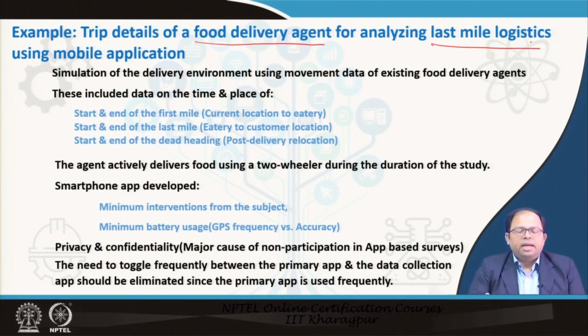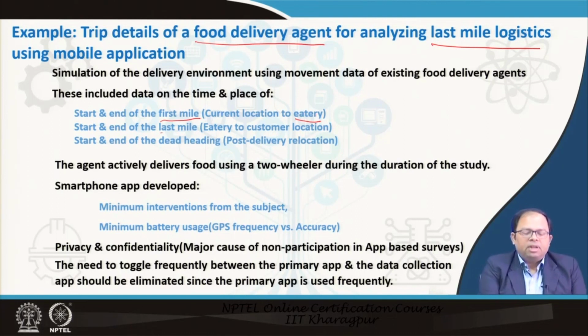That means the entire delivery environment for these agents, that means a particular neighborhood or a particular zone, their movement of all the different food delivery agents was simulated. And this included data on the time and place of the start and end of the first mile. First mile means current location to eatery. That means wherever the person is standing, he gets the order, he goes to the restaurant or that particular place to collect the food that needs to be delivered.